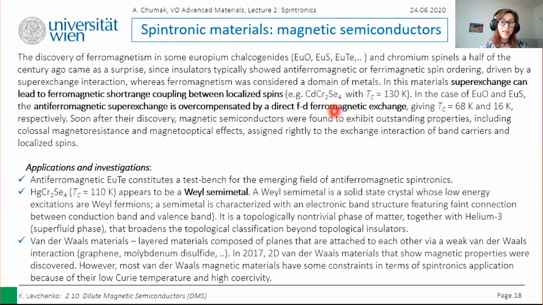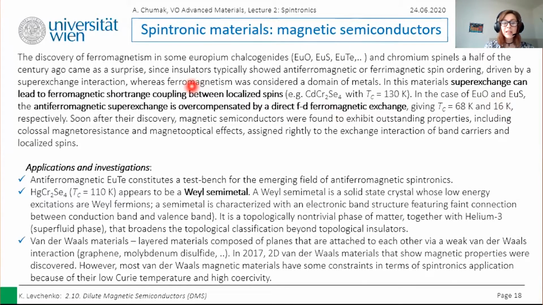real life applications, the T_C needs to be at least 300-320 Kelvin, which is not, unfortunately, the case for many materials that will be mentioned now, but that is why we are working in physics, to overcome these obstacles. So coming back to our chalcogenides, in europium oxide, the antiferromagnetic superexchange is overcompensated by the direct f-d ferromagnetic exchange that gives in comparison quite high Curie temperatures like 70 Kelvin, which could be achieved in liquid nitrogen.